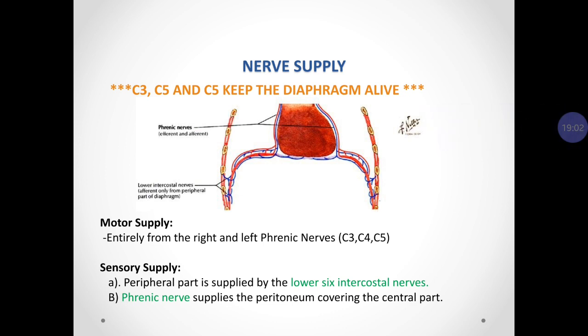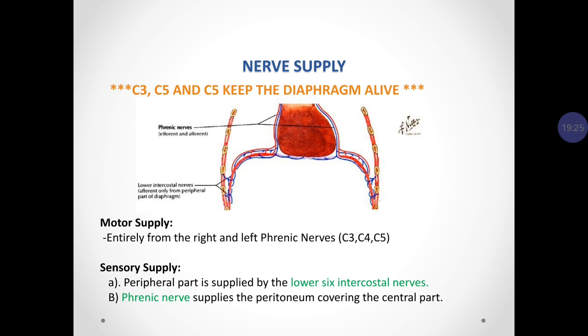The next important thing is the nerve supply of the diaphragm. The motor supply of the diaphragm is exclusively from the phrenic nerve, and the root value of the phrenic nerves is C3, C4, and C5. We have 2 phrenic nerves, right and left phrenic nerves, which go to each side of the domes of the diaphragm.